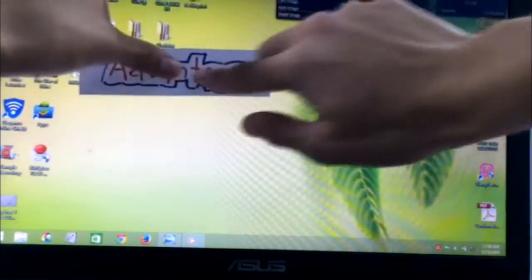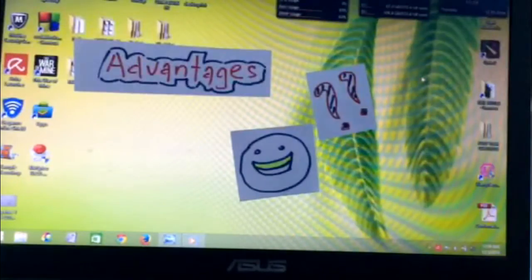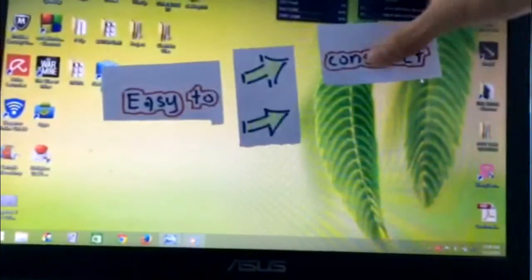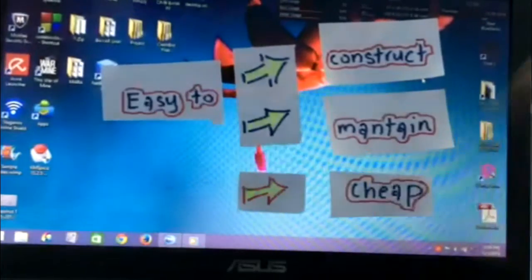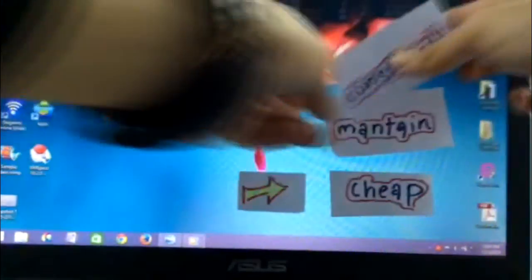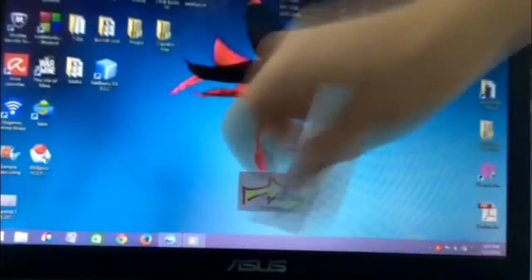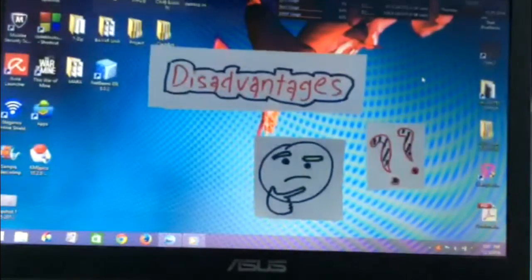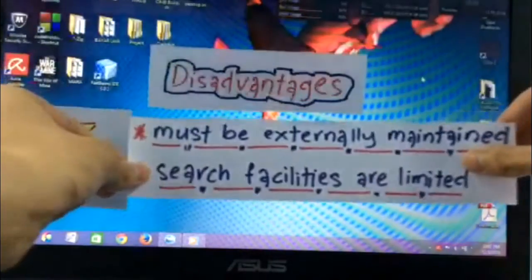The advantages of storing requirements with word processor documents: it is easy to construct, maintain, and cheap. Meanwhile, the disadvantages are that it must be externally maintained, and the search facilities are limited.